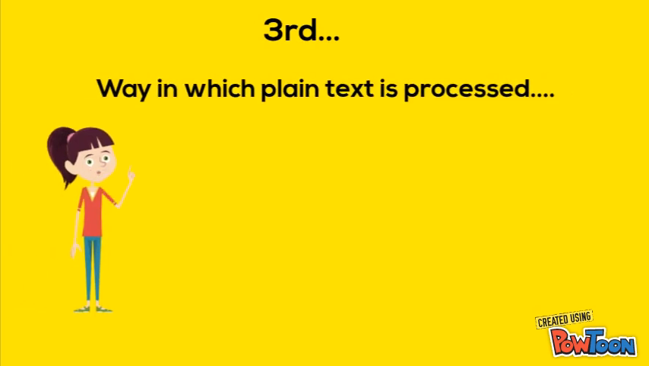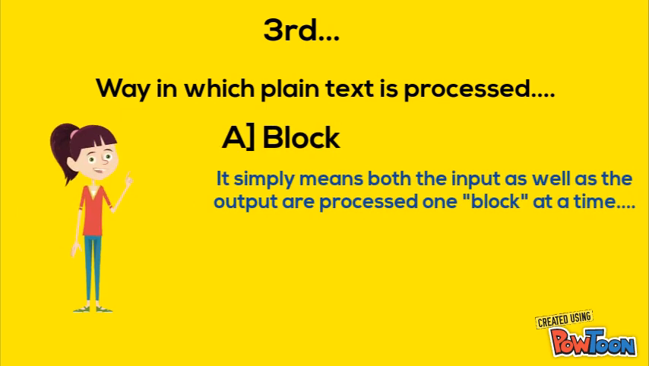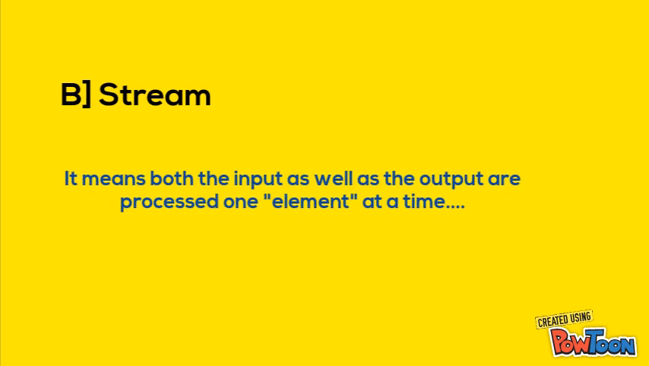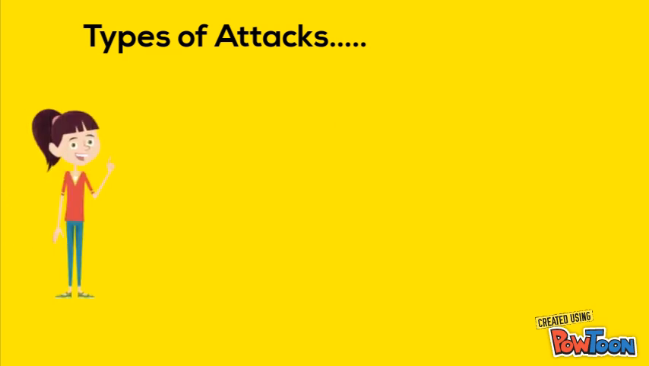Third is the way in which plain text is processed. There are two ways to do that. First is the block manner, in which both the input and the output are processed and outputted one block at a time. Second is the stream method, in which both input and output are processed and outputted one element at a time. Next, the types of attacks.